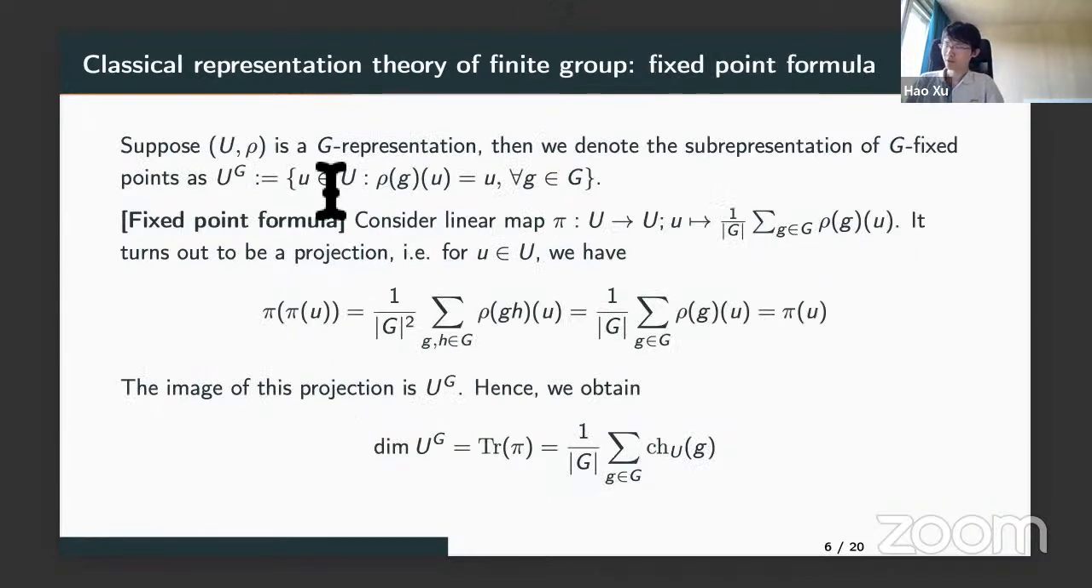Then we need to prove a powerful lemma called the fixed point formula. Suppose U is a G representation, then we can consider its submodule of G fixed points. And let's consider a linear endomorphism on U, defined by taking the average over elements lying in the same G orbit. This turns out to be a projection linear map, i.e., if you apply pi twice, this is the same as applying pi only once. And the image subspace of this projection map is exactly the submodule of G fixed points. Therefore, we can compute its dimension to be the trace of this projection map pi. And it is by definition taking the average over values of the group character of U.